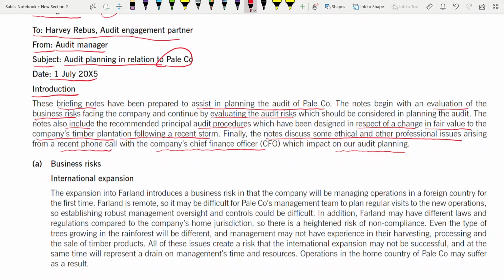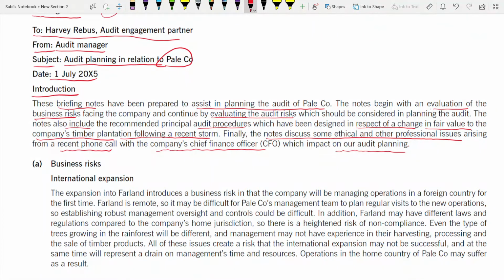And this you only have to do in Section A, because in Section A only you have to write the briefing paper. In Section A only you will get the professional marks. In Section B, questions 2 and 3, you don't have to follow this order or this introduction. You can straight away write the answer. But in Section A, no.